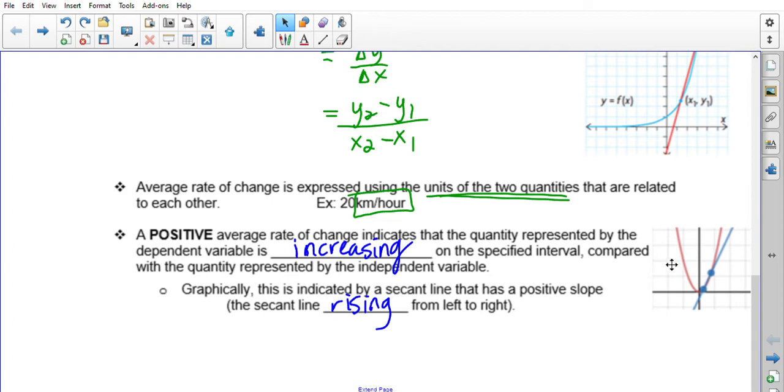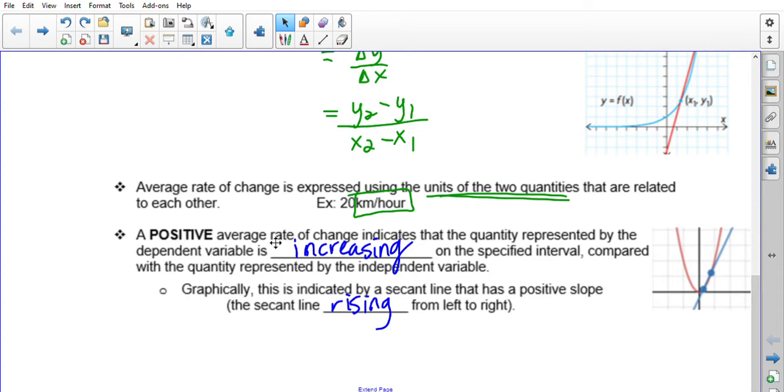All right, so if I drew a secant line, for example, here on this side of the parabola, I already know just by looking at it that the slope of that secant line, if I calculated it, would be positive, and that's because it's rising to the right.